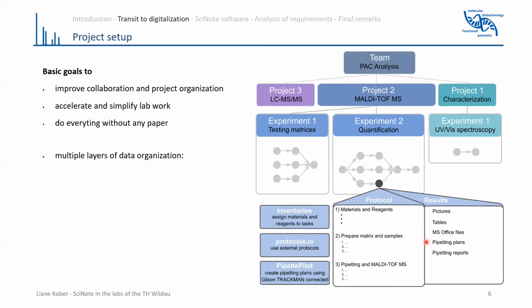Here, in this case, because we used the automated pipetting system from Gilson, we also included pipetting plans and reports of the automated pipetting process. Besides, you have also inventories, so you can link inventory items to this task. Then there's a collaboration with protocols.io, a public data repository for protocols, where you can look for a protocol that fits your needs, and then you can connect it to your task. And as I said, also the Gilson Trackman.